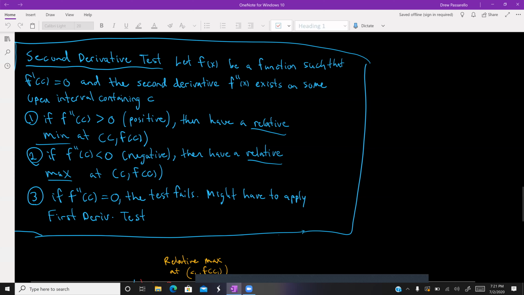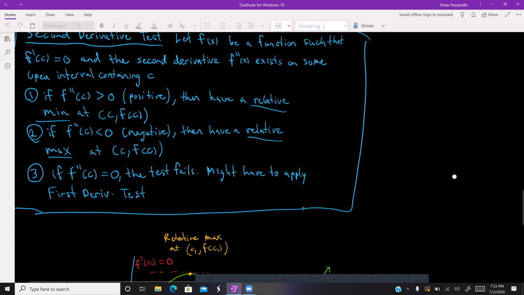Notice there's no mention of forming any intervals of increasing and decreasing, whereas with the first derivative test, you had to form intervals of increasing and decreasing. All you do for the second derivative test is first determine your critical number, and it's got to be a critical number at which the first derivative is 0. That's crucial. We don't deal with the first derivative at c not existing. So it's got to be particular to which its derivative is 0. And then the second derivative exists on some interval, some range of values, that contains c.